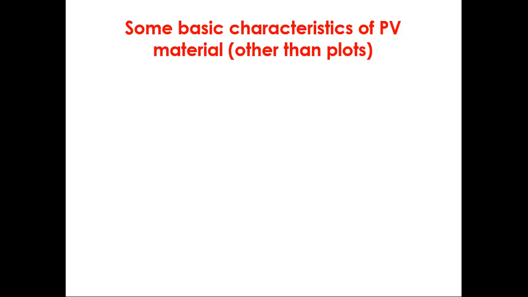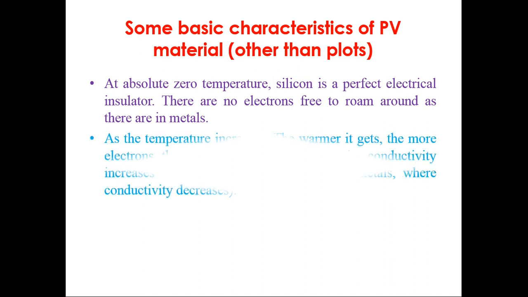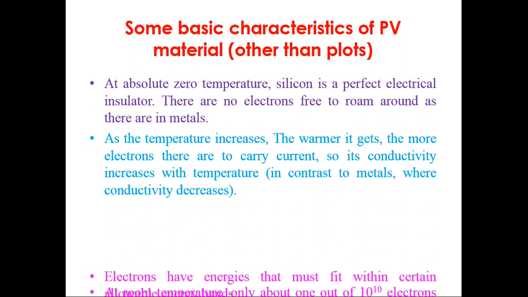So some basic PV material you can say, other than IV and PV plots. First, at absolute zero temperature, silicon is a perfect insulator. There are no electrons free to roam around as there are in the metals. As the temperature increases, obviously it warms, so there are more electrons to carry the current, so its conductivity increases with temperature, in contrast to the metals where the conductivity decreases.